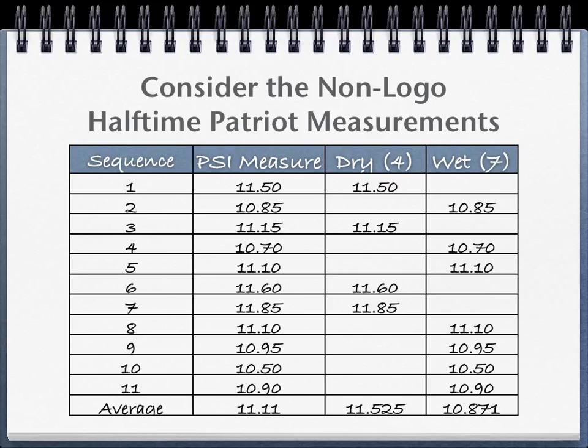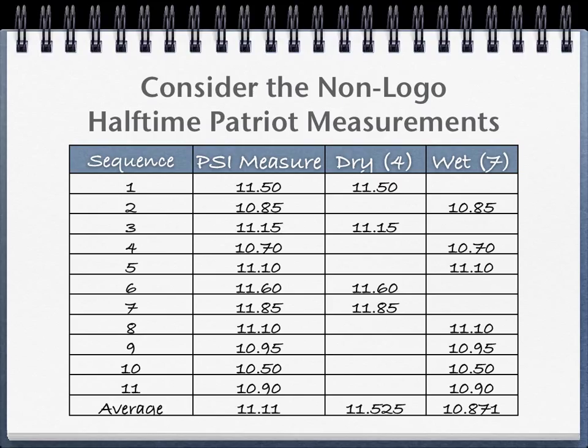So I want to consider the Patriots balls in finer granularity. It turned out at halftime there were 4 dry Patriot footballs and 7 wet Patriot footballs. And the common sense that develops by looking at this problem would indicate that the 4 highest pressure balls were the dry balls, and the 7 lowest pressure balls were the wet balls, and that common sense will develop as we talk further.